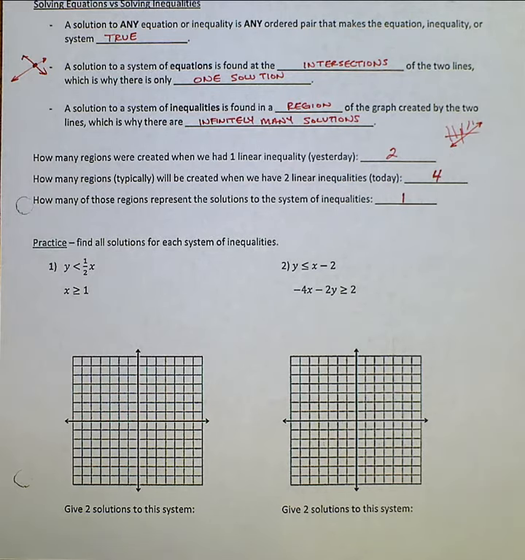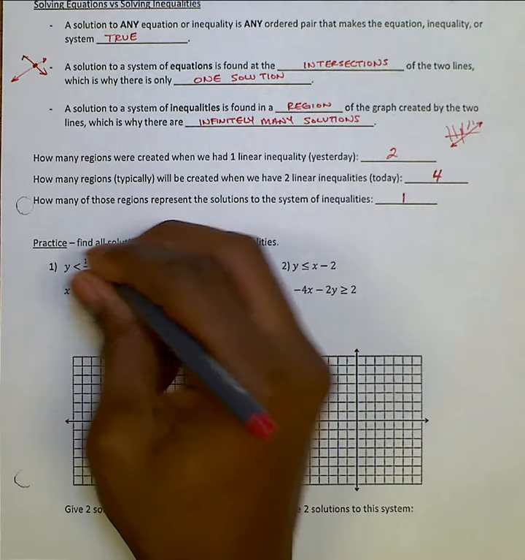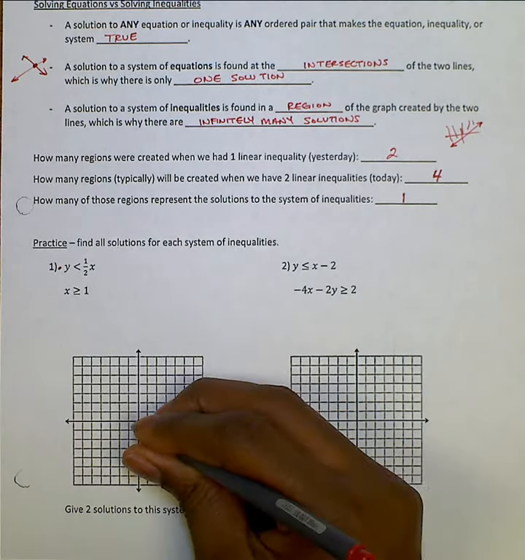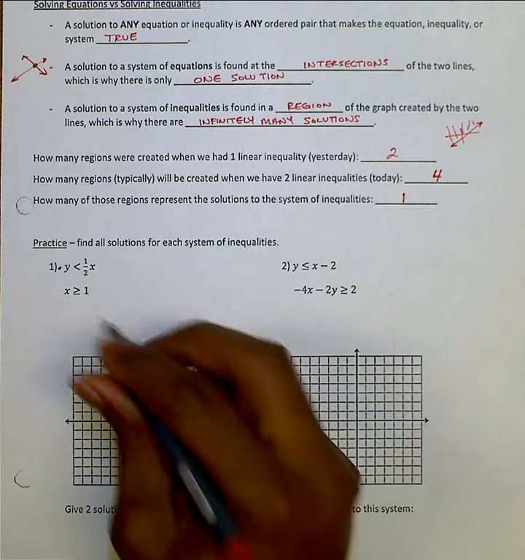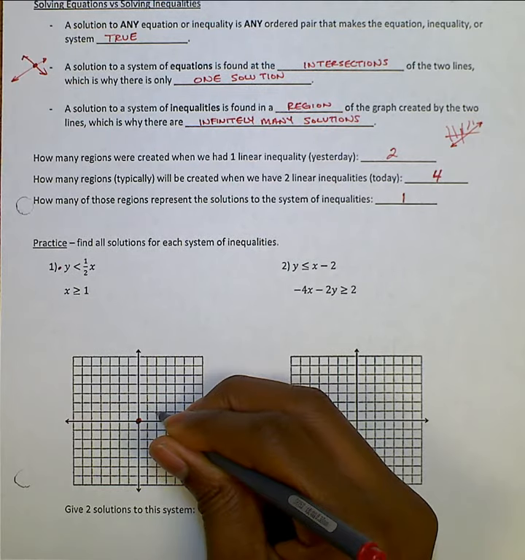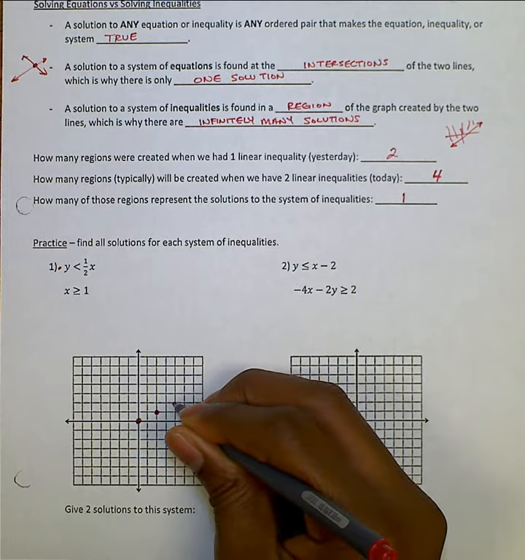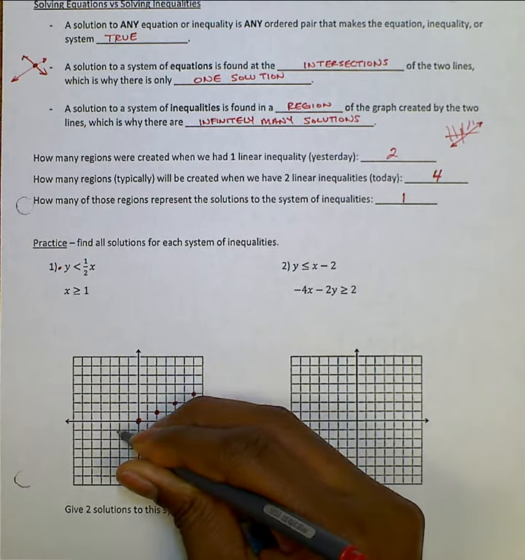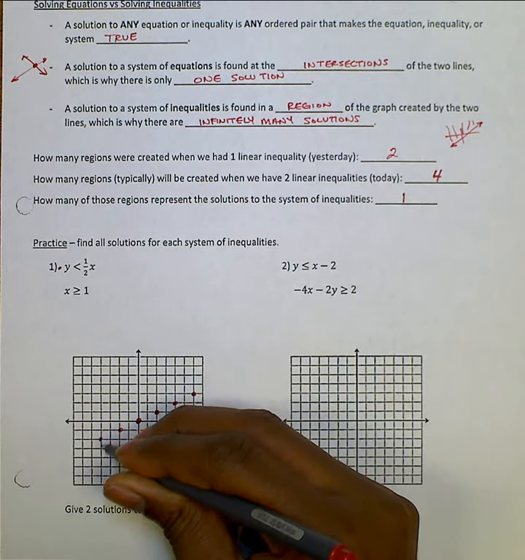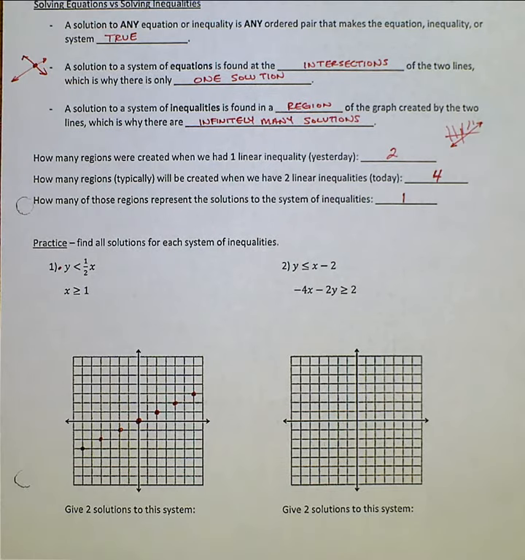So we have y is less than 1/2 x. This is in slope-intercept form, which is nice. Our y-intercept is 0, so that's where I'll start. 1/2 is our slope, so up 1 over 2, up 1 over 2, up 1 over 2, and go down over. Just so you can see this line all the way through the graph, it is important to have your lines go through the graph.